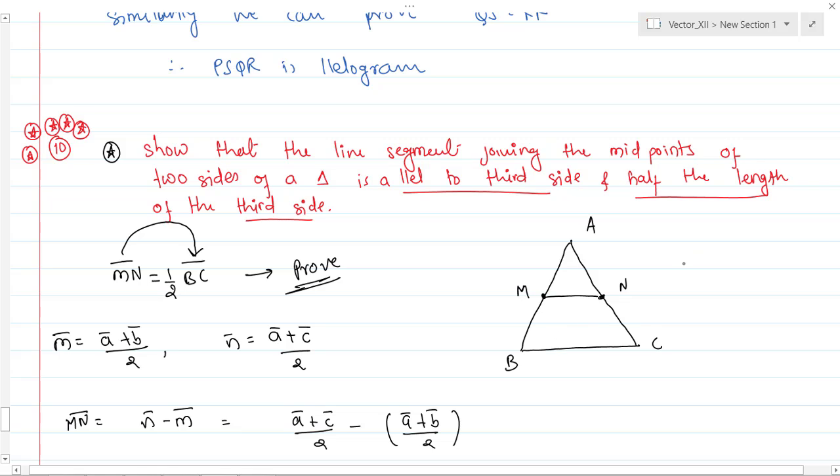Not only for this triangle, you can take any triangle. So if I take these two sides, it is the same. If I have the midpoint of the third side, and I draw this line, it should be parallel to this AB. Suppose this is P, then PN should be half of AB. So this is a very important theorem in a triangle. I hope you have understood everything here.